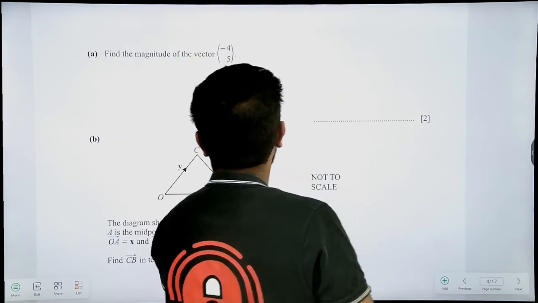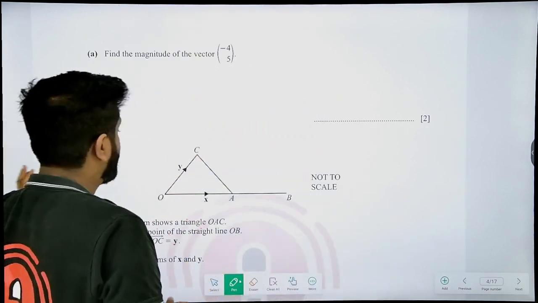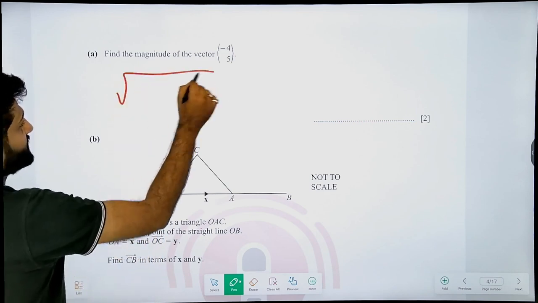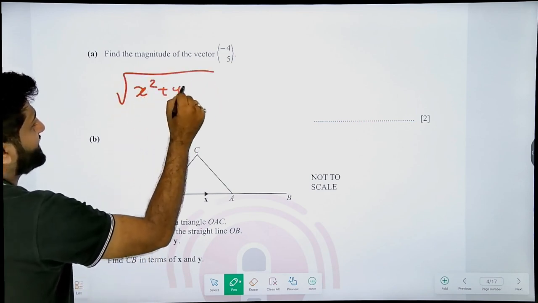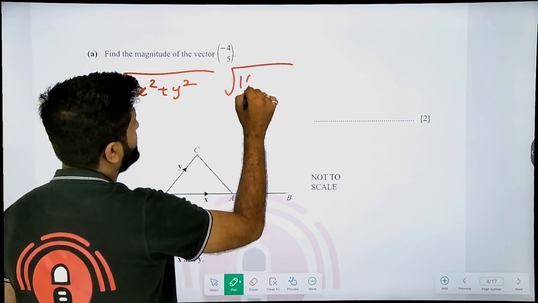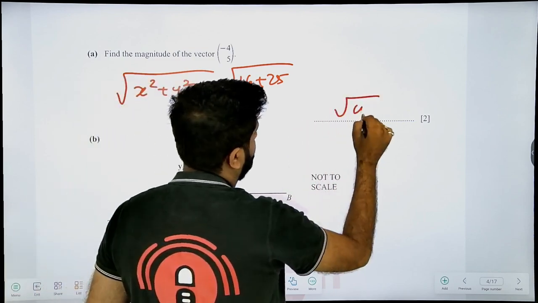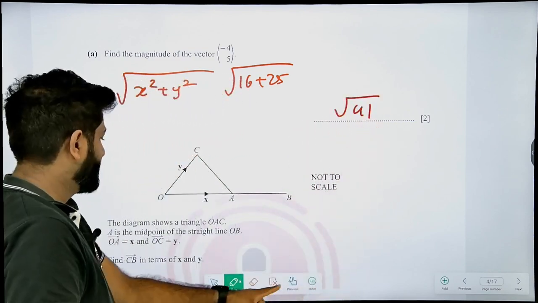Moving towards the next question. Find the magnitude of the vector. In order to find the magnitude of a vector, it is nothing but the root of x squared plus y squared. So this is root of 16 plus 25, that is root 41. Next question.